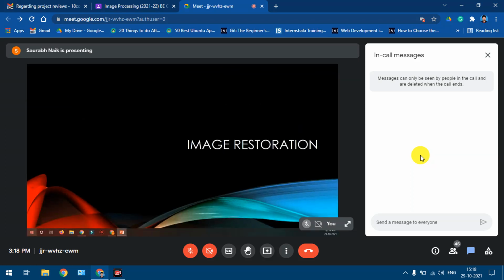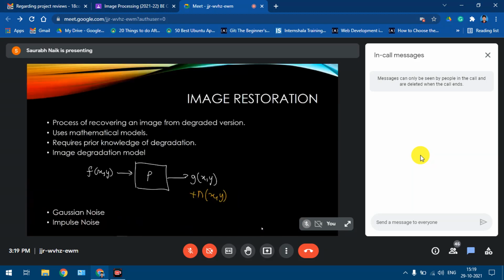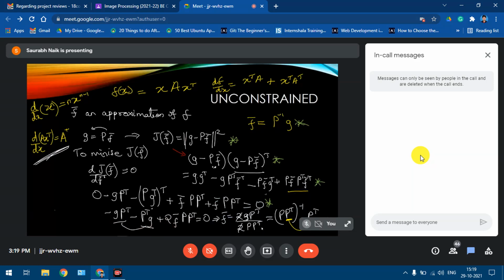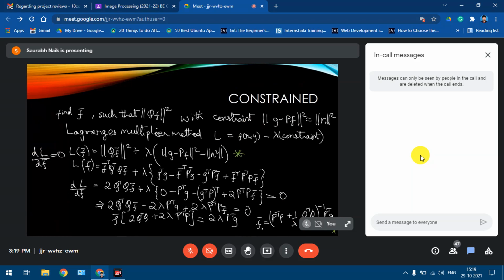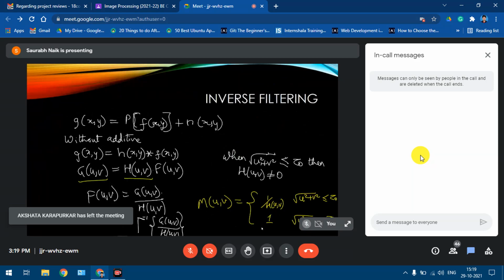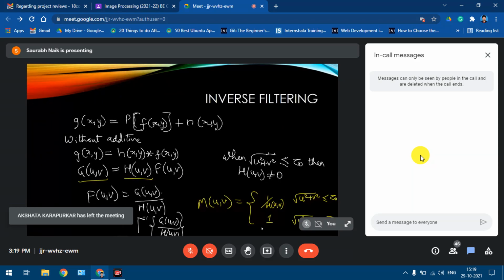And another topic is image restoration. There's only 10 minutes left, so image restoration is a bit of a complex topic. We have this image processing model, also used as an image degradation model, and then we have these two equations which have to be derived. There are two derivations: unconstrained and constrained, which uses the Lagrange multiplier method. So we have a slightly long derivation with that.